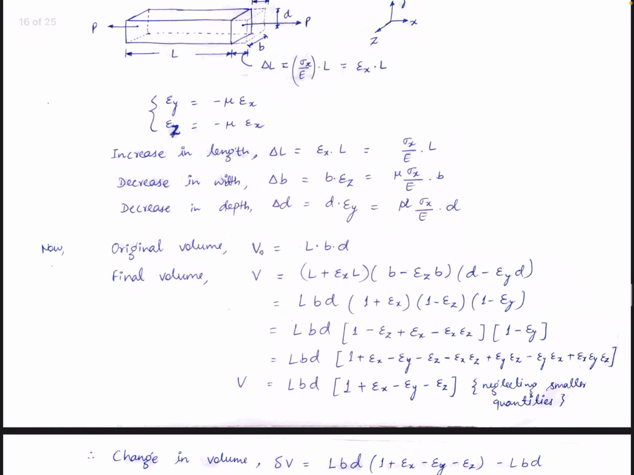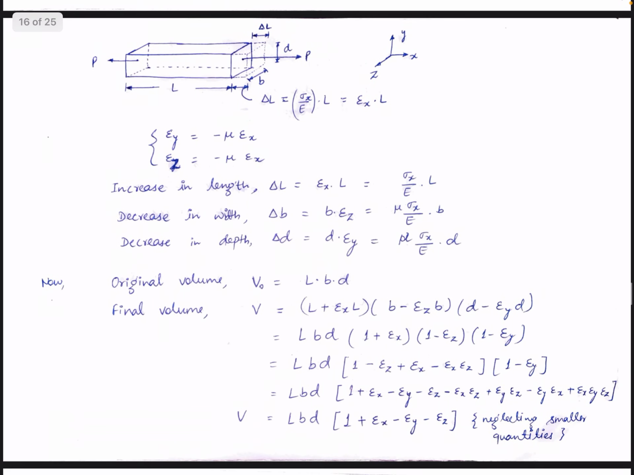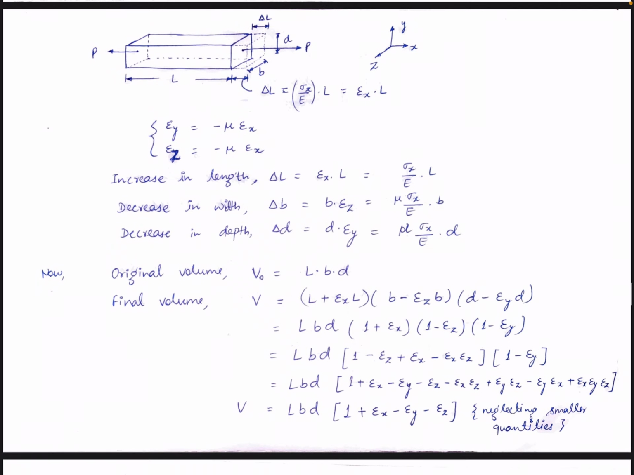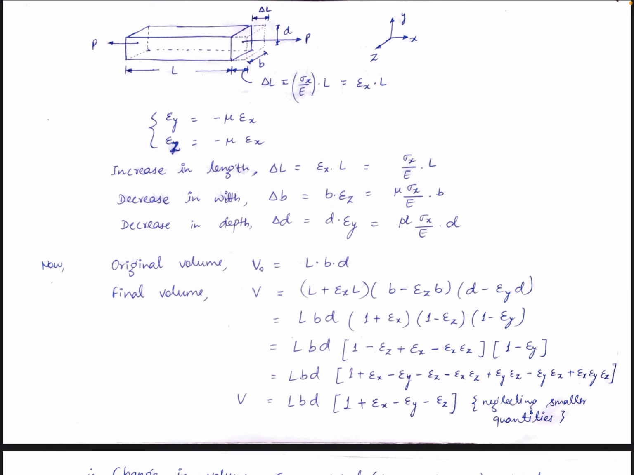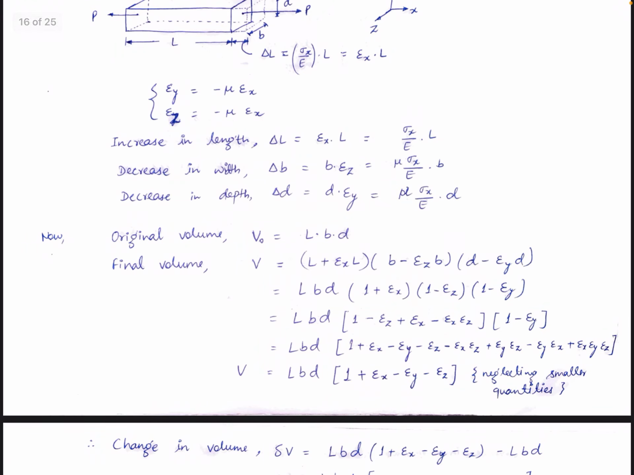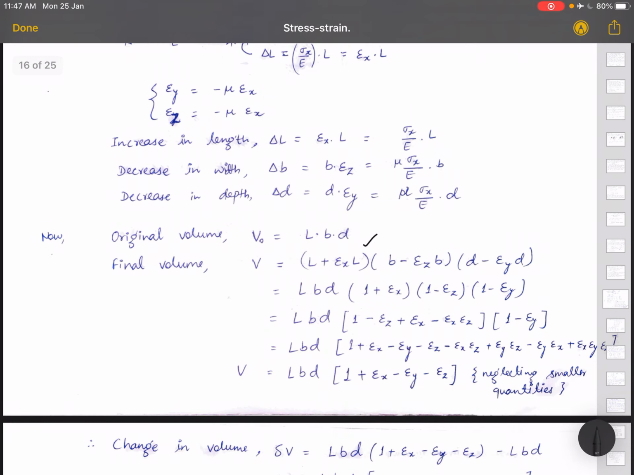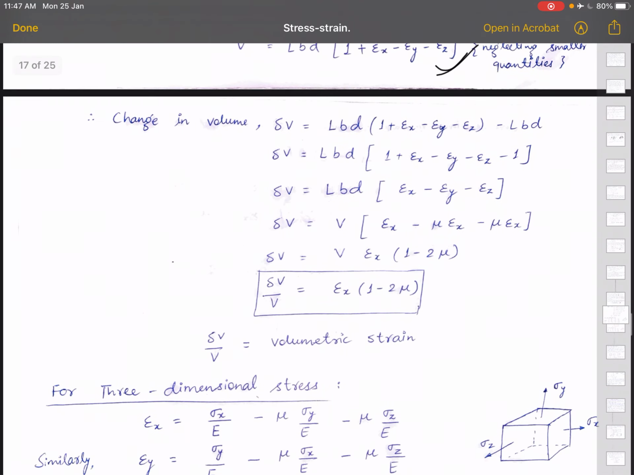Now what will be the original volume of this cuboid? It is L into B into D. Now the final volume will be how much? New length multiplied by new width and new depth. Here you can see this is the new length, this is the new width, and this is the new depth. So we are putting all the values here. Finally you will get something like this. After simplification, you will get this.